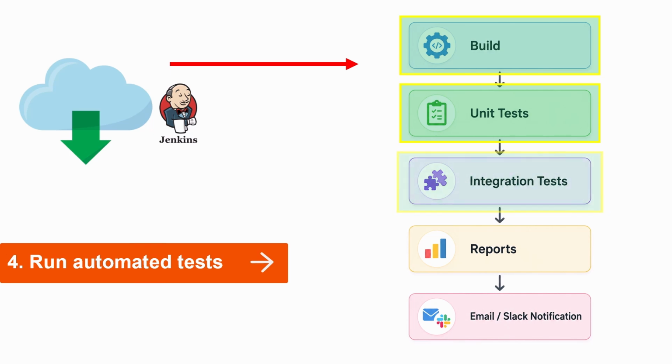Next comes integration testing. Remember, software consists of many interacting components. The payment module communicates with databases, the login module communicates with authentication services, order tracking communicates with GPS services. Integration tests verify that these different components work correctly together. Some organizations also execute user interface tests. These tests automatically open the application, click the buttons, fill the forms, and verify whether the user interface behaves correctly.